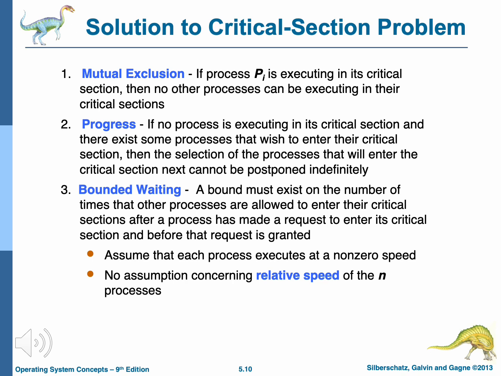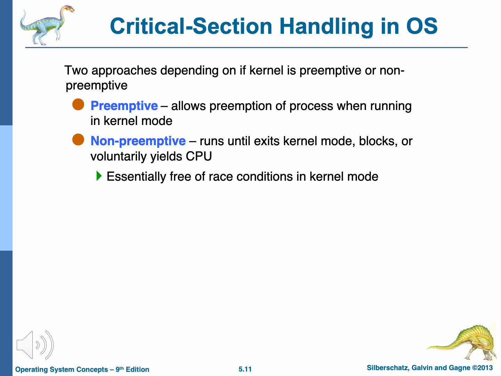We assume that each process is executing at a non-zero speed. However, we can make no assumption concerning the relative speed of the n processes. At a given point in time, many kernel mode processes may be active in the operating system. As a result, the code implementing an operating system, kernel code, is subject to several possible race conditions.